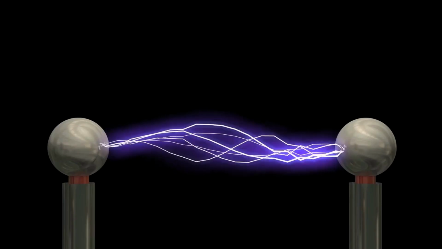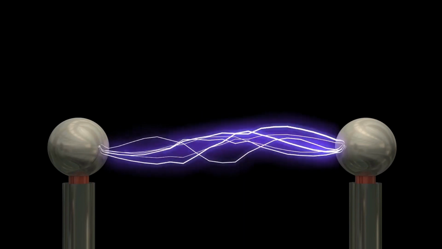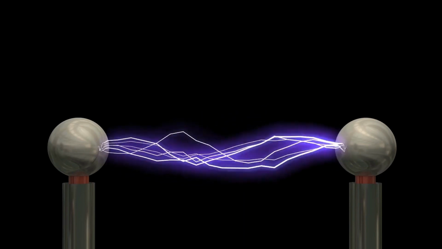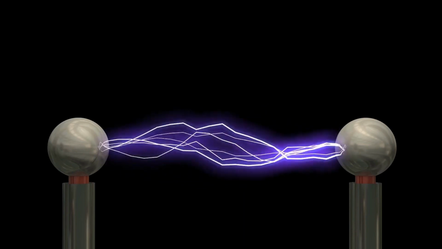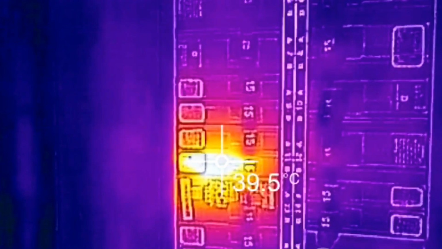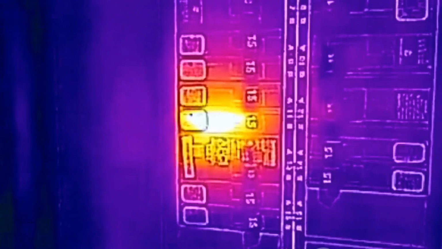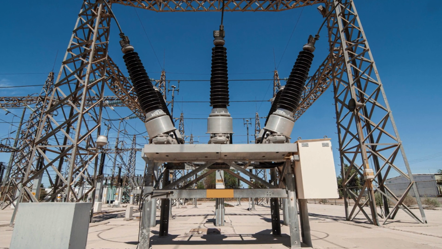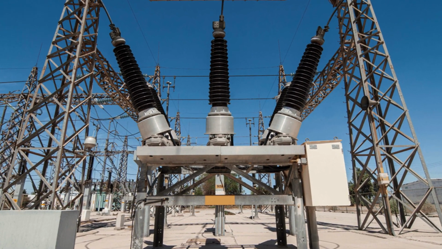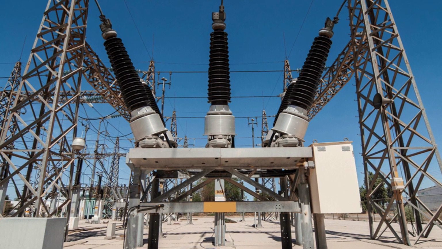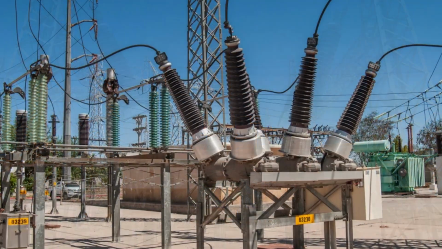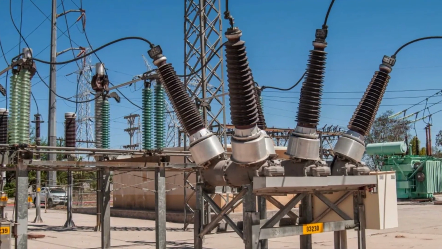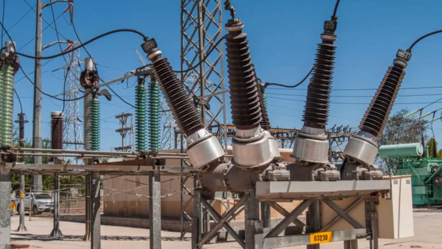Now, when the contacts of a circuit breaker are separated under fault conditions, an arc is struck between them. This arc generates enormous heat, which may cause damage to the system or to the circuit breaker itself. Therefore, the main problem in a circuit breaker is to extinguish the arc within the shortest possible time so that heat generated by it may not reach a dangerous value.